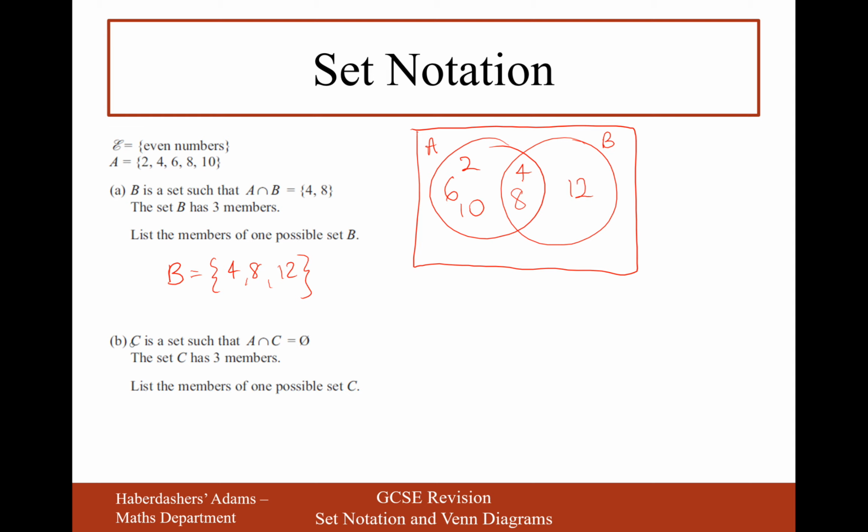Moving on to part B. C is a set such that A intersection C is the null set, or in other words, they have nothing in common. The set C has 3 members. List the members of one possible set for C.